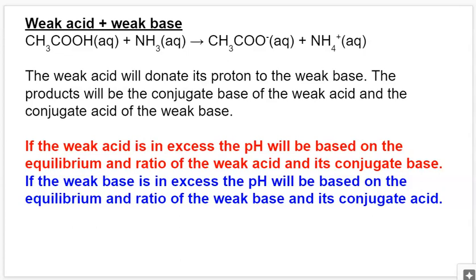Lastly, if we're looking at a weak acid, weak base reaction, basically the equation is going to be simple. The hydrogen ion is just going to go from the acid to the base, and we're going to end up with a conjugate base for the weak acid and a conjugate acid for the weak base. But if we want to do any calculations with this, it's going to be complicated, like I mentioned earlier. It doesn't matter which one is in excess. We're going to have a complicated equilibrium thing going on, and I'm going to talk about that in part 2.